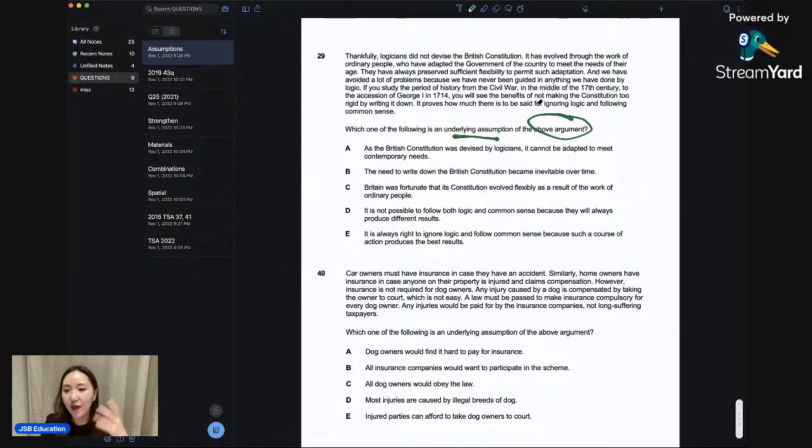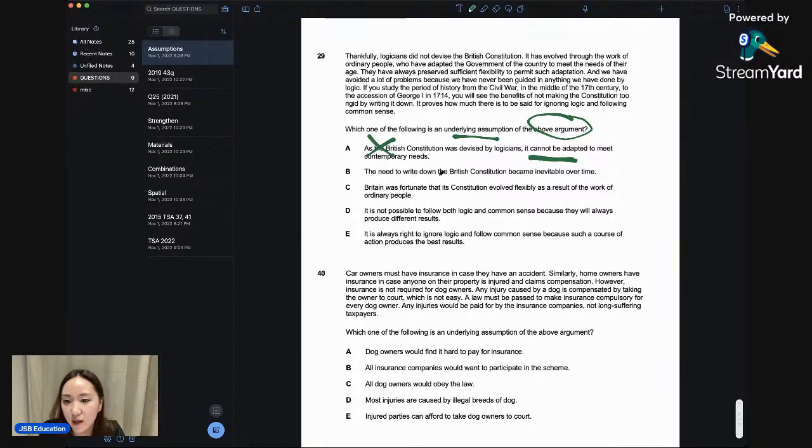So with that in mind, let's go through these answers. A is saying, as the British Constitution was devised by logicians, it cannot be adapted to meet contemporary needs. If your friend's coming out and saying, thank goodness, not logic, common sense, then it should be quite clear to you that this is not really addressing the main crux of the argument, which is about logic and common sense. Ideally, we want both of those ideas discussed in one of these answers. But contemporary needs, this is not relevant.